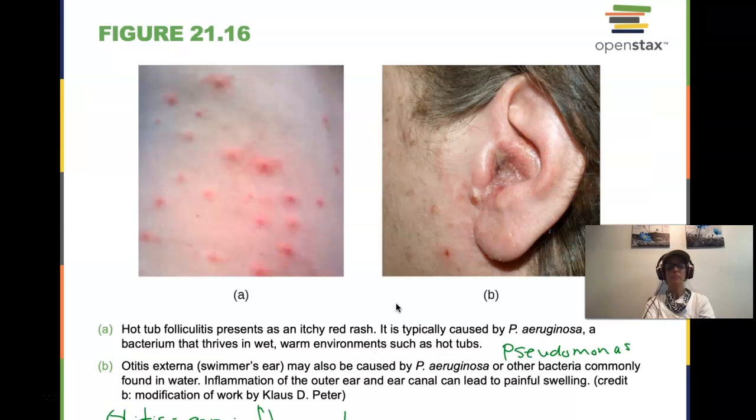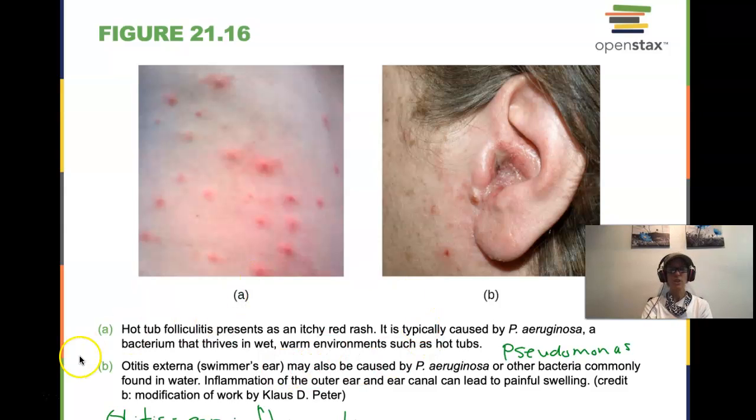Enough of that. Hot tub folliculitis. Just as the weather turns cold and people might want to be hot tubbing it, here we go. Hot tub folliculitis. Pseudomonas aeruginosa thrives in wet, warm environments. That's why it's important to keep the chemical levels, the disinfecting levels high enough in your hot tub, and also to keep the temperature up at least 102 degrees. Much lower than that, the bacteria can survive.